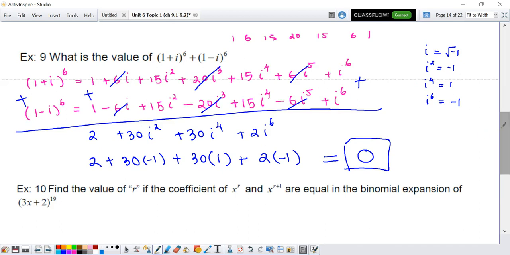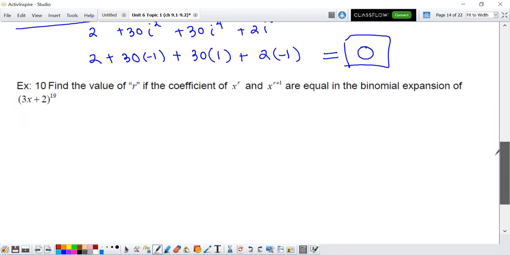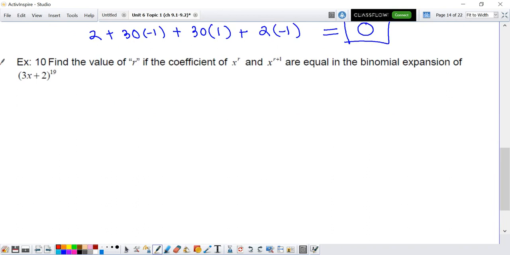Now let's take a look at this. Last is a challenge question. I will help you to set up, and simplifying involves a lot of algebra. So let's understand the question. What's the value of r if the coefficients of these two terms are equal in this setup? So first of all, let's set it up. I want the two coefficients to be equal.